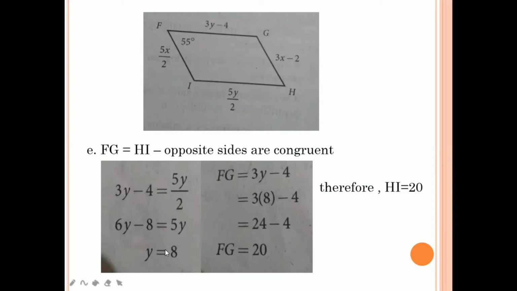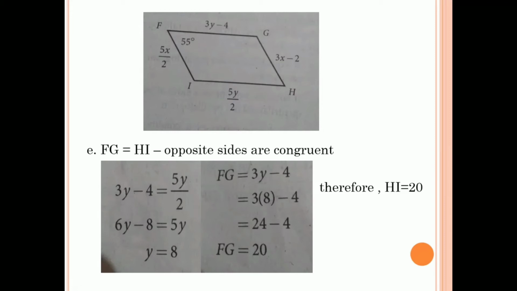So the value of y is 8, and we are going to substitute the value of y. We have here the expression 3y minus 4. 3 times the value of y, which is 8, minus 4. 3 times 8 is 24, minus 4. So FG equals 20. The segment FG is equal to 20. And also the segment HI is 20 because FG and HI are opposite sides and they are congruent, meaning the same.